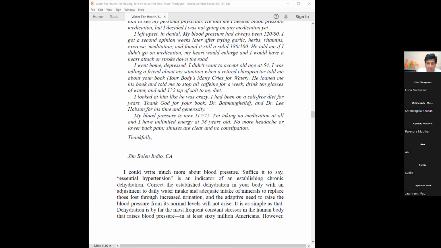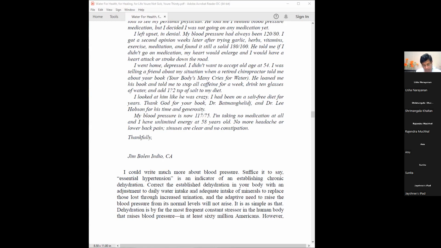So again, it can help in monitoring your blood pressure very, very systematically. I could write much more about blood pressure. Suffice it to say, essential hypertension is an indicator of an establishing chronic dehydration. Correct the established dehydration in your body with an adjustment to daily water intake and adequate intake of minerals to replace those lost through increased urination, and the adaptive need to raise the blood pressure from its normal levels will not arise. It is as simple as that.